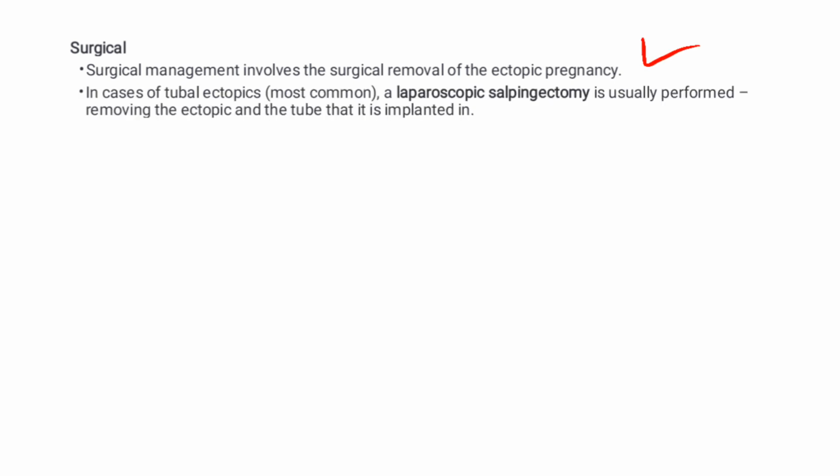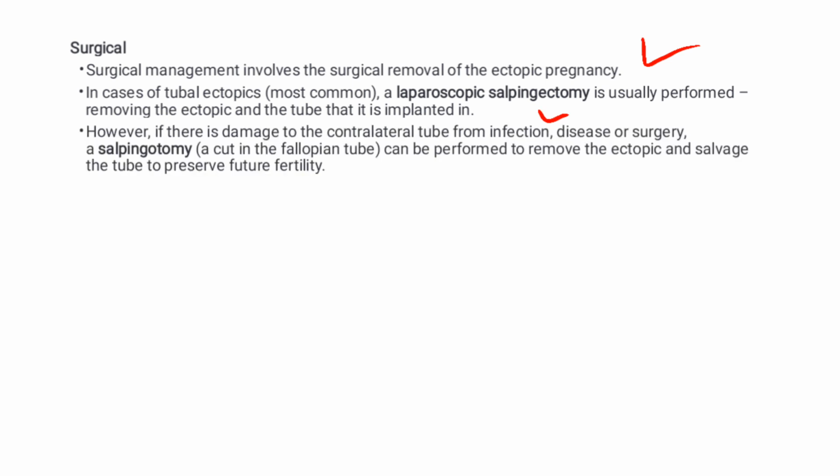Then in cases of ectopics, which is the most common, a laparoscopic salpingectomy is usually performed, removing the ectopic and the tube that it is implanted in. However, if there is damage to the contralateral tube from infection, disease, or surgery, you can't necessarily just remove the tube whilst the other one is having an infection or a disease.